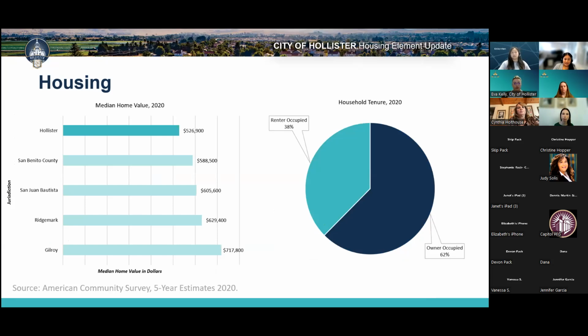The next slide provides a bit of insight on housing prices and tenure in the city. So we see that the city of Hollister has a median home value of $526,900, which is compared to San Benito County's median home value at $588,500. So those figures are relatively comparable, but San Benito County overall has a generally higher median home value. And then looking at the city's household tenure, it's largely owner occupied at 62%, with 38% being renter occupied.